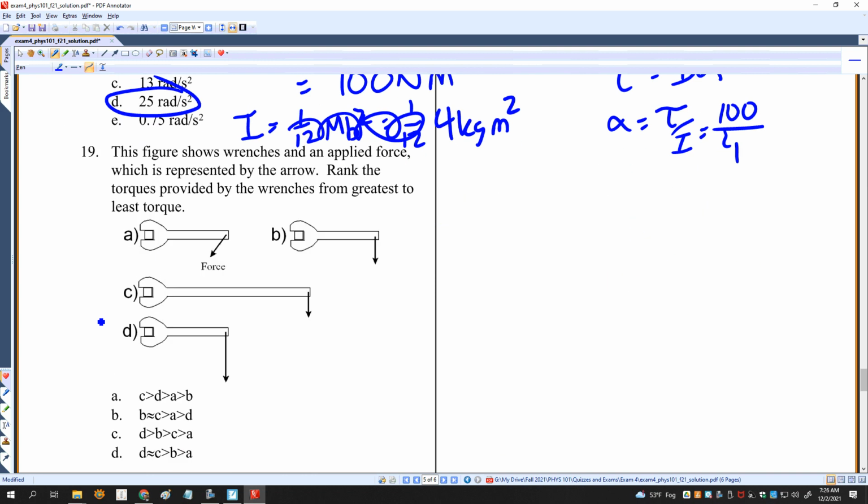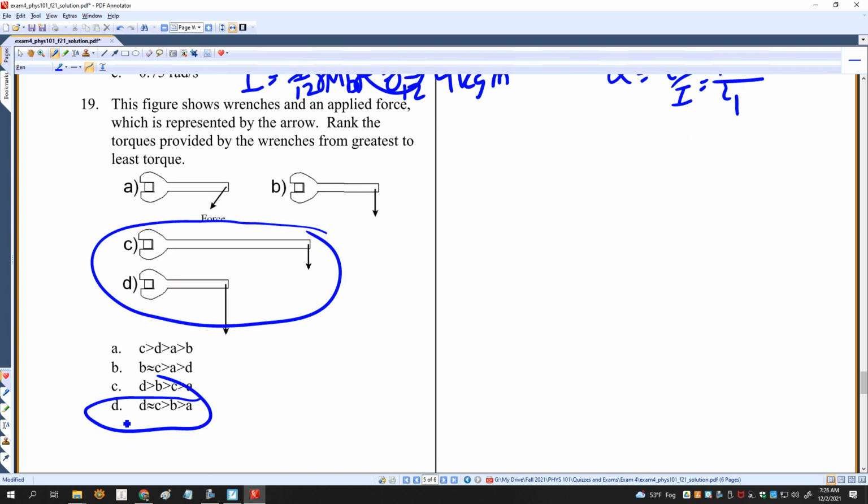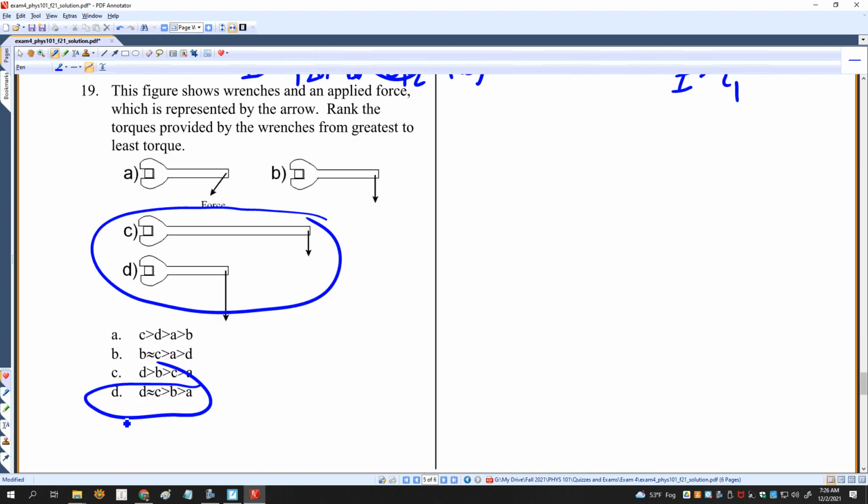Now I want to rank these torques. These two have the same. Oh, so that tells me the answer right there. And then B is next, and then A.